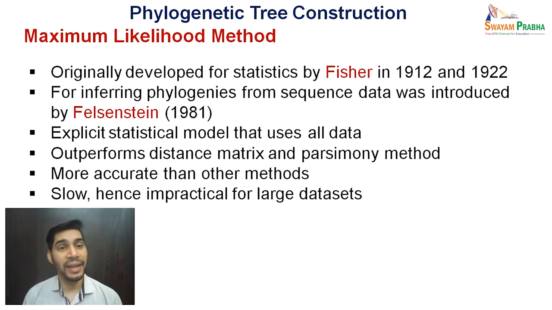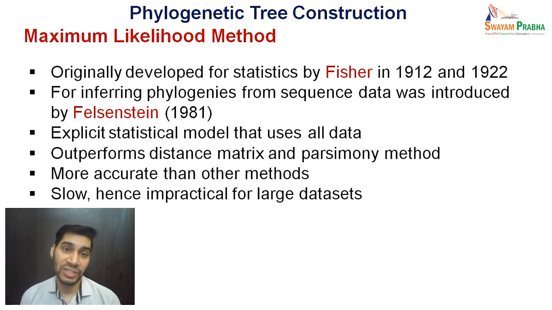Moving ahead with the next and last method, which is called maximum likelihood. It was originally developed for statistics by Fisher in 1912 and then 1922. For inferring phylogenies from sequence data, it was introduced by Joseph Felsenstein in 1981. It's an explicit statistical model that uses all the data. It outperforms distance matrix and parsimony methods because it is more accurate than all other methods. But the only limitation is that it is slow, and thus it becomes impractical for large data sets.